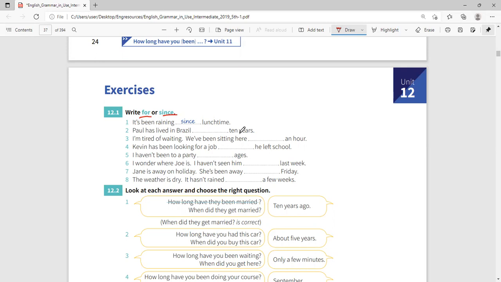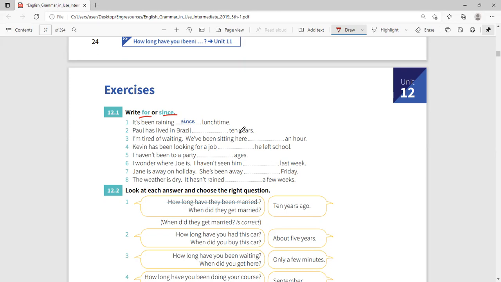Mohammed. Number 4. Kevin has been looking for a job since he left school. Yeah, since he left school, because the time he left school was that time. So since he left school, good.